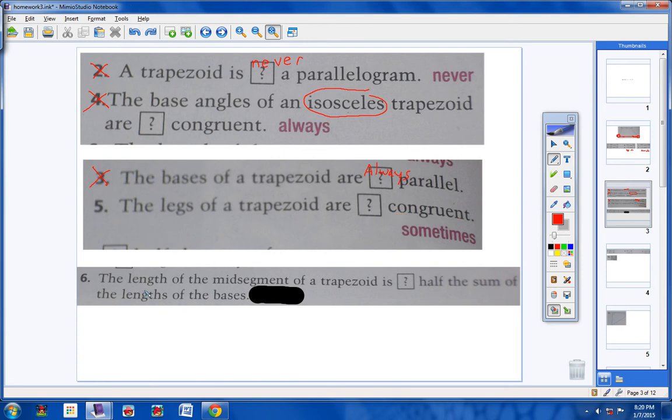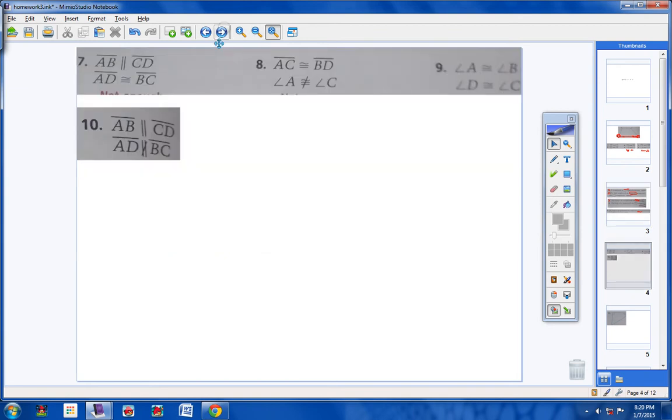Alright, number 6, the length of the midsegment of a trapezoid is half the sum of the lengths of the bases. That is always true. In fact, that's a theorem. I'm going to read the theorem to you right now. The theorem says the midsegment of a trapezoid is parallel to each base, and its length is half the sum of the lengths of the bases. So that is always going to be true. Okay, always. Okay, moving on now to numbers 7 through 10.